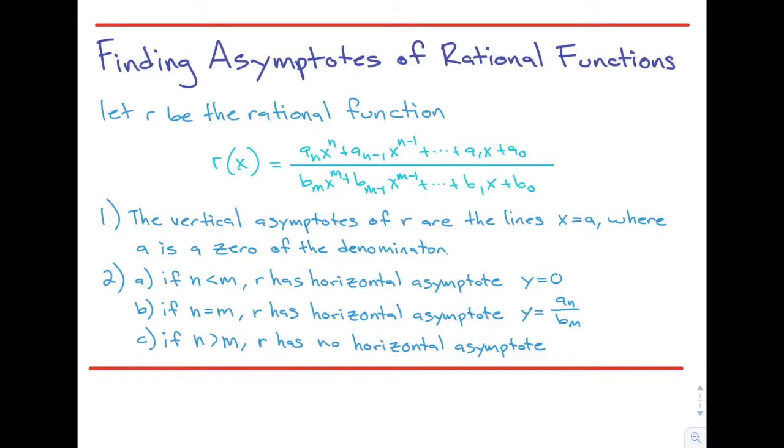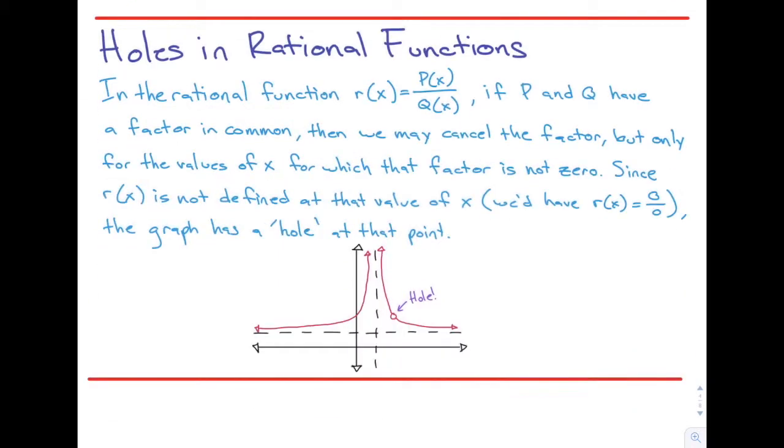And then, of course, if the degree of the numerator is greater than the degree of the denominator, then we have no horizontal asymptote, but instead we have a slant or maybe even a parabolic asymptote. And the vertical asymptotes are just all the lines x equals a, where a is a zero of the denominator.